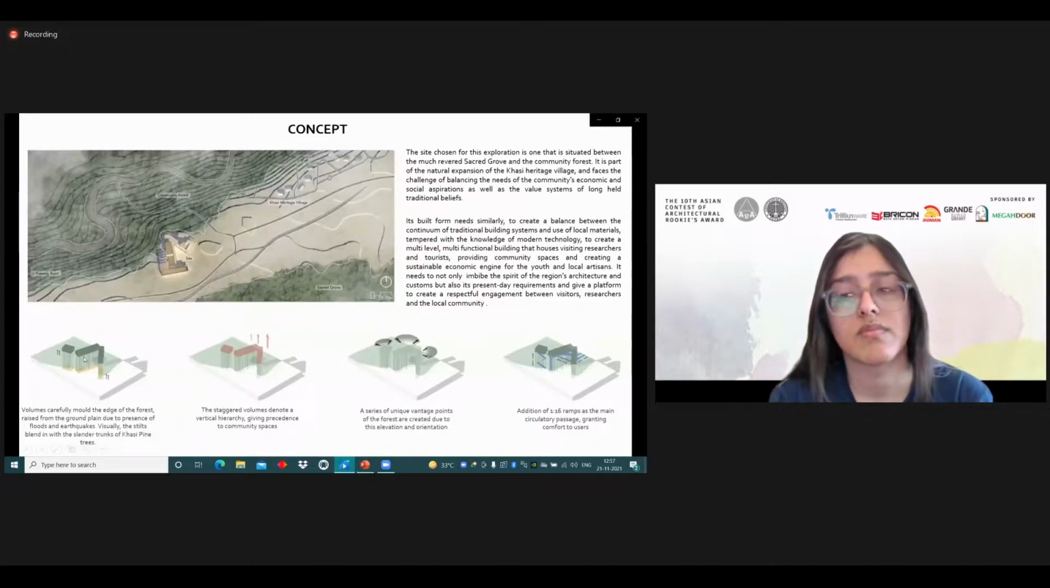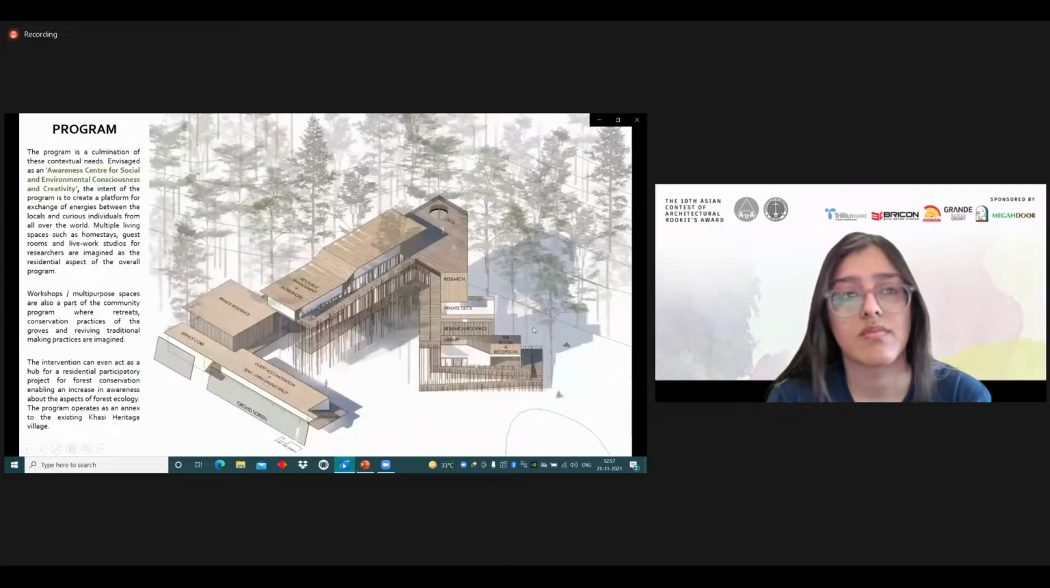Diagrammatic evolution shows you how one arrives at this form, from raising the volume to protect itself from floods and earthquakes, to giving vertical hierarchy to community spaces, each made accessible by the addition of ramps. The program is envisaged as an awareness center for social and environmental consciousness and creativity, to create a platform for exchange of energies between the community and curious individuals from all over the world.